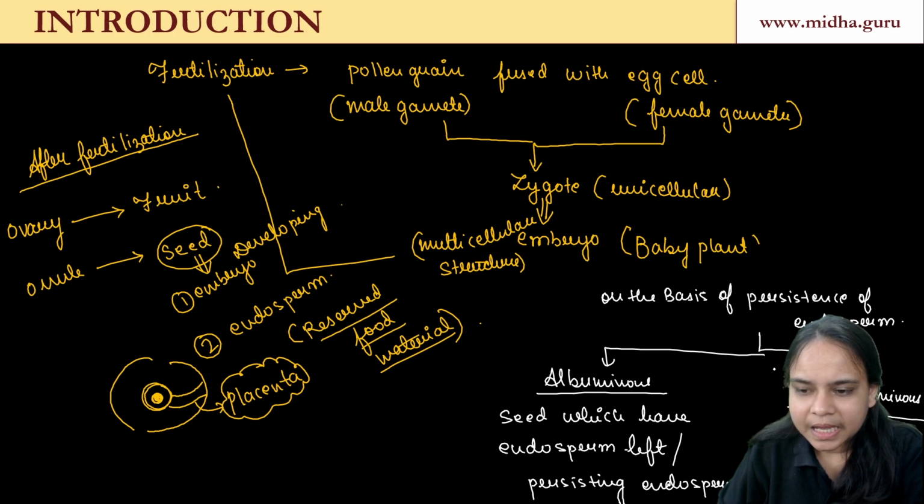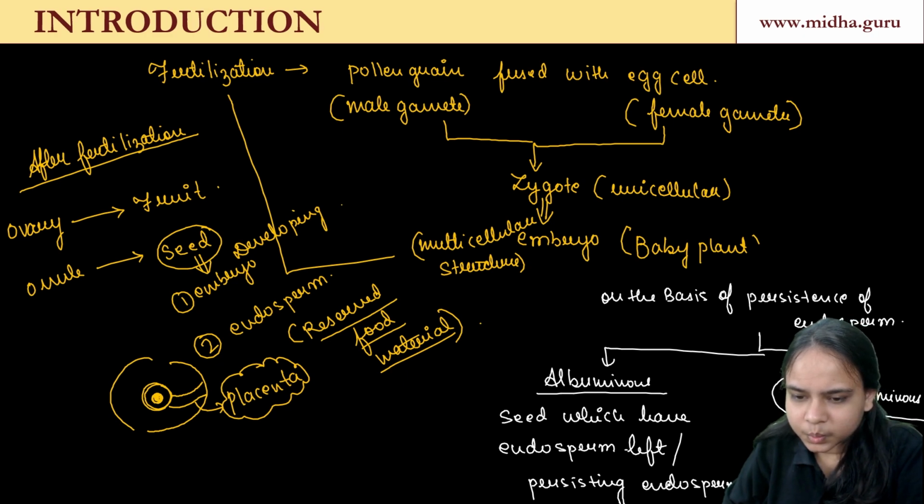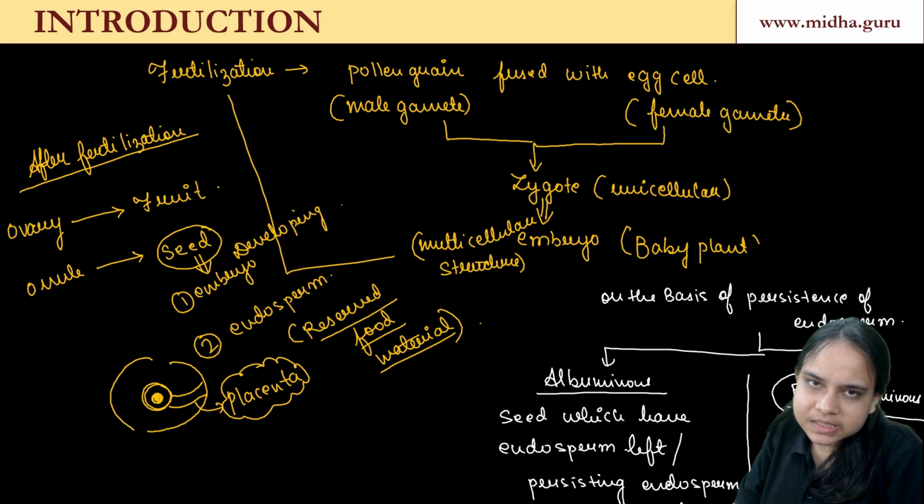Now exalbuminous. Ex, from the term itself we can derive that ex means past, some event which has happened in the past. While it was growing, in the process of growing or developing, the embryo used up all its endosperm and the seed is left with no endosperm now. So a seed which is left with no endosperm inside it is called an exalbuminous seed.